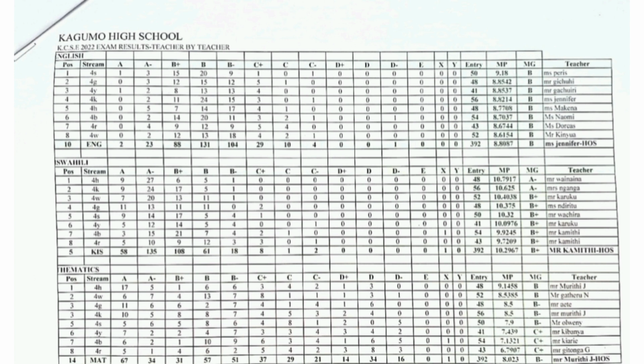In Kiswahili, we had 58 A's, 135 A minus, 108 B plus, 61 B's, 18 B minus, 8 C plus, 1 C, 2 C minus, and that was the last grade we had there. Overall, there was a mean of 10.2967, which is a B plus.